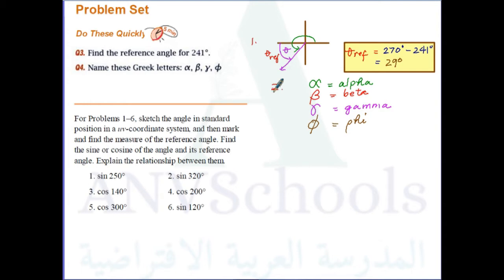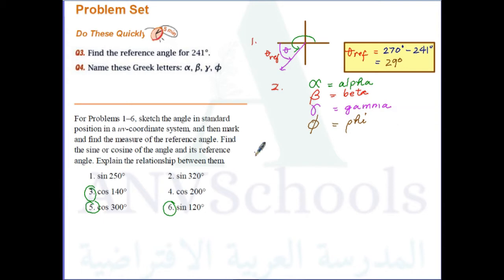Now let's go to the problem set, the real problem set. For problems 1 to 6, sketch the angle in standard position in a UV coordinate system. And then mark and find the measure of the reference angle. Find the sine or cosine of the angle and its reference angle. Explain the relationship between them. We just need to choose from these numbers. So I'm going to choose this and 5 and maybe 4. No, let's have one sine. Okay, so I'll take sine of 120.